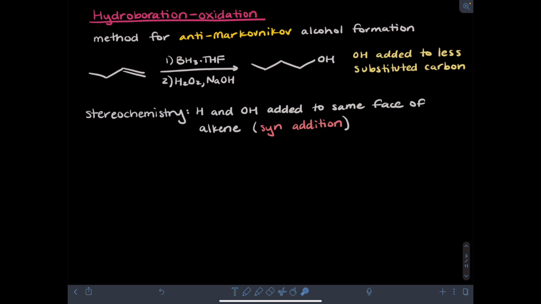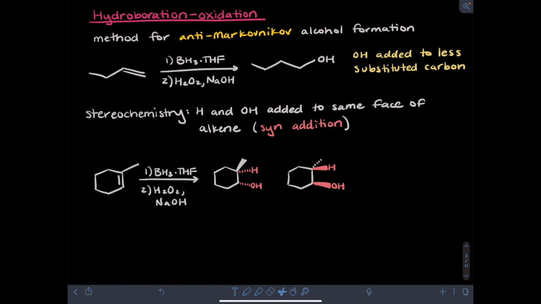In terms of the stereochemistry of the reaction, this is different than reactions we've seen before. The H and the OH group are added in what's known as a syn addition. This means that these two groups add to the same face of the alkene. An example reaction where this stereochemistry becomes apparent is shown below.